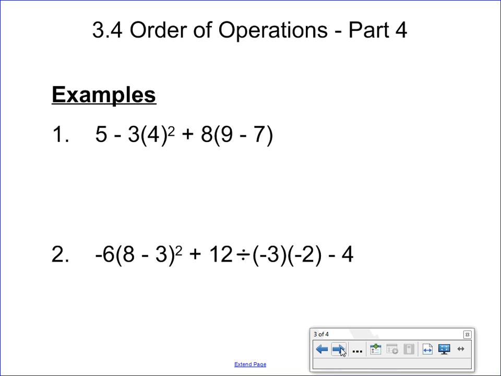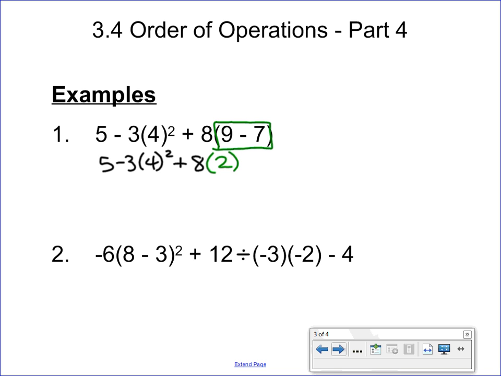So here we have some examples that I'll work through with you. You'll notice that we have some parentheses. The first parentheses has a 4 in it. There's nothing to do inside those parentheses. We have a second set of parentheses right here with a 9 minus 7. That has something inside that we can calculate. So I'm going to rewrite what I have in this problem up through those parentheses. And I'm going to calculate 9 minus 7, and I'm going to make that a 2.